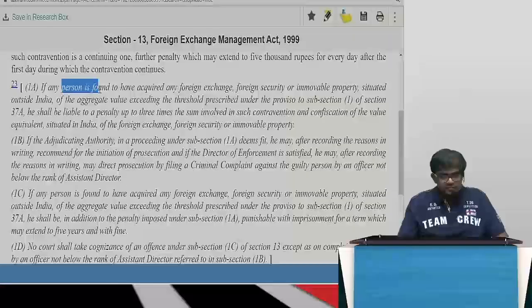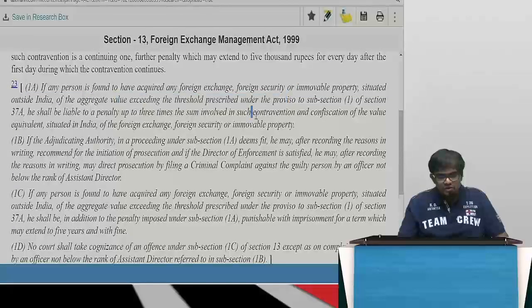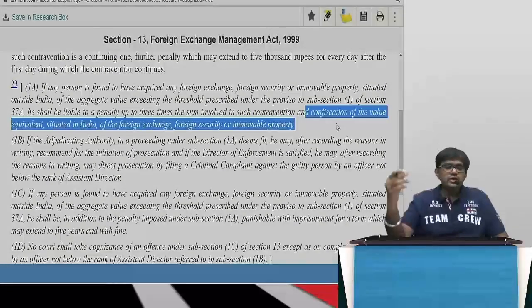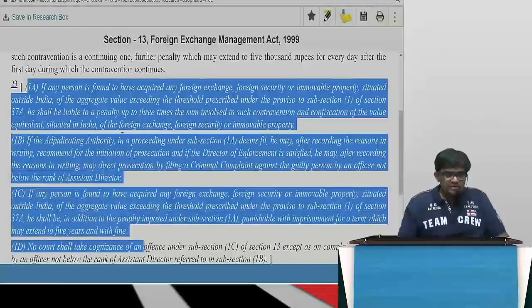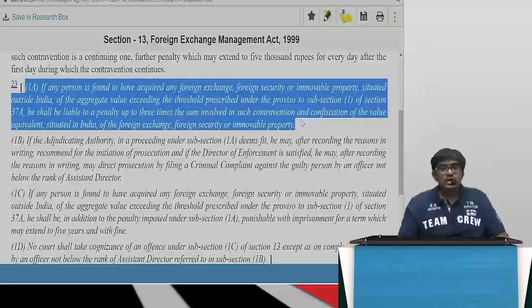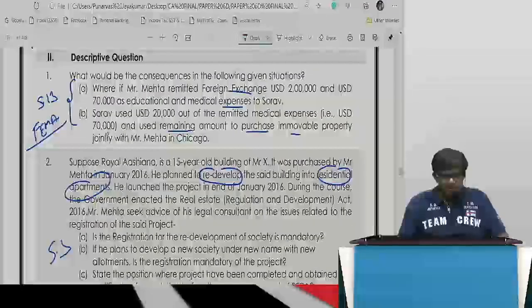See here, 1A. Acquired foreign exchange or immovable property situated outside India, aggregate value exceeding the threshold. Such contravention will also result in confiscation of the value equivalent situated in India. So you have to write 1A, 1B, 1C and all that, predominantly 1A. What will happen if you do? It will be liable for confiscation. Seizure means taking over of possession. Confiscation means taking over of ownership to the government. That is what you have to write. Next.